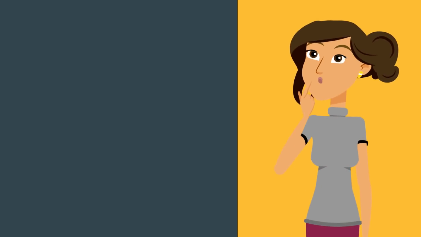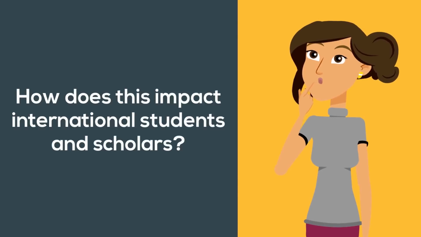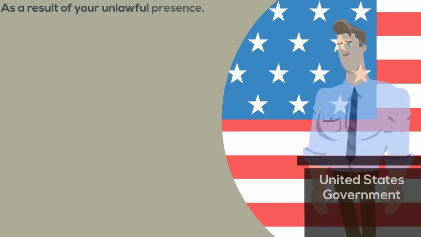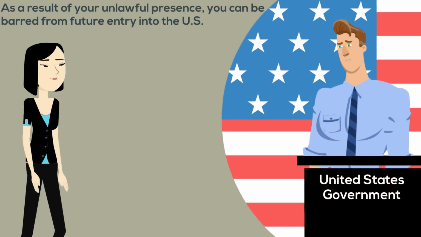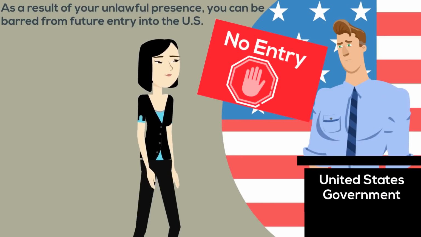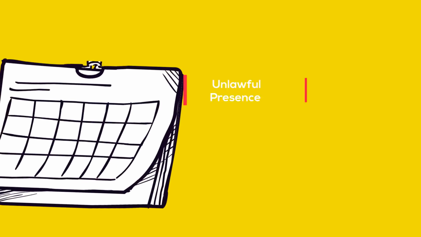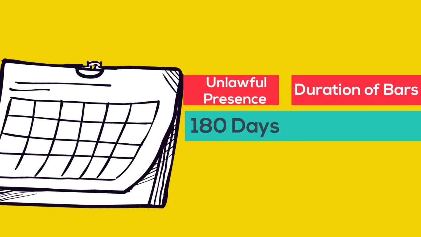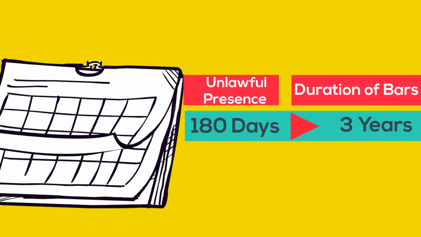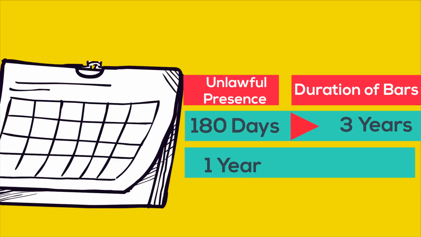How does this impact international students and scholars? As a result of your unlawful presence, you can be barred from future entry into the U.S. If you accumulate 180 days of unlawful presence, you can be barred from re-entering the U.S. for 3 years. If you accumulate 1 year of unlawful presence, you can be barred from the U.S. for 10 years.